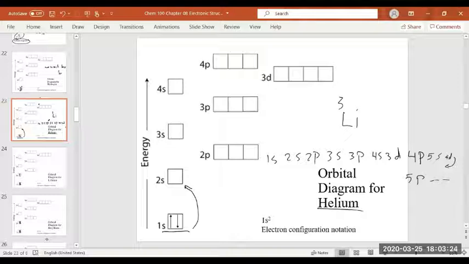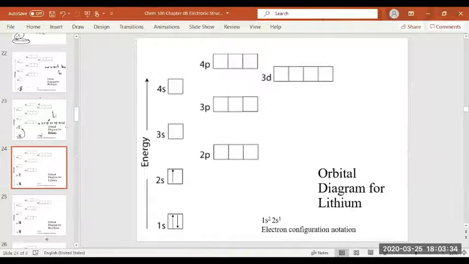So here I start with 2s. How many electrons are left? Just 1. So you put just 1 electron here. So it will be 2s1, and this is the electron configuration for lithium.